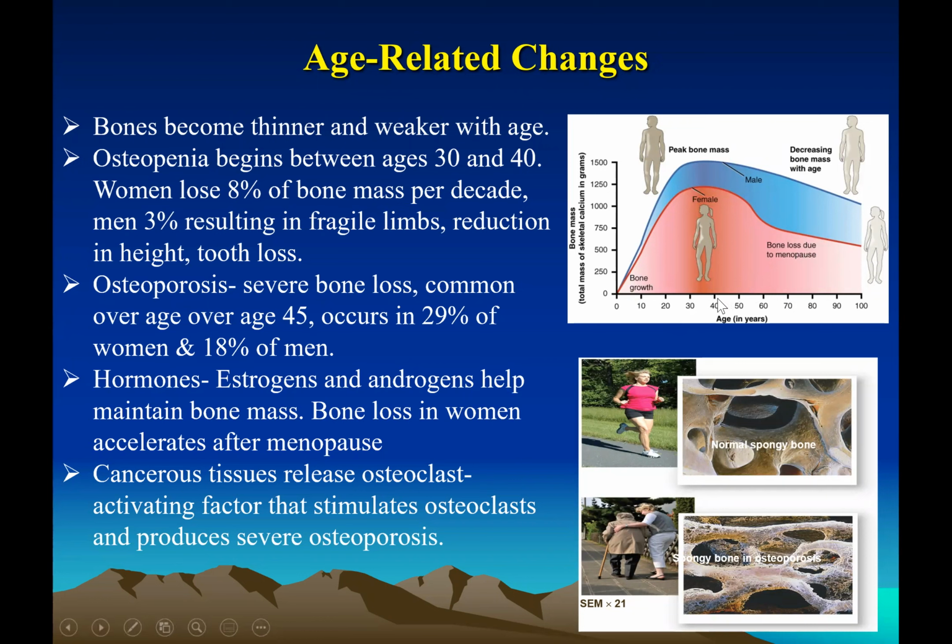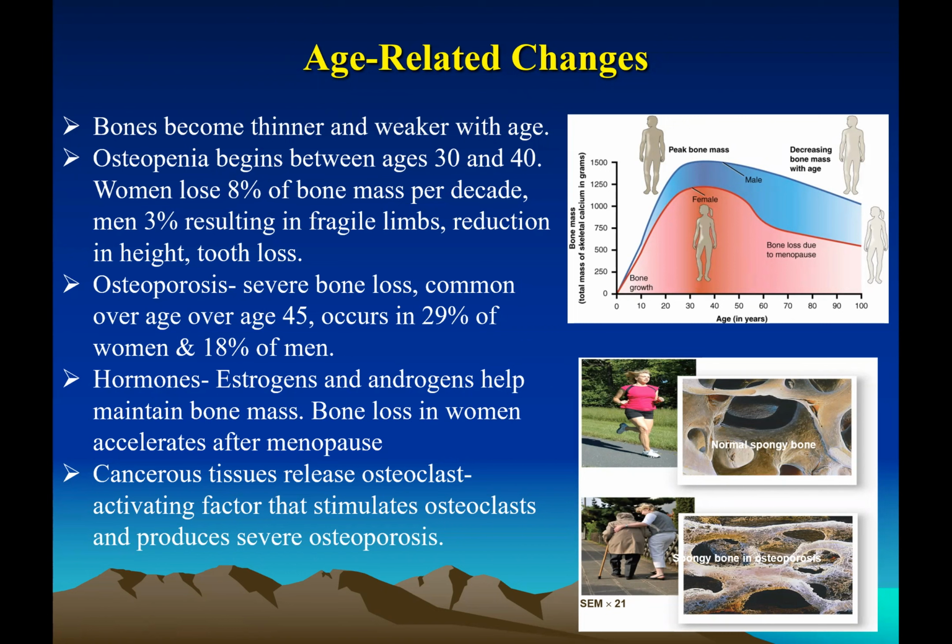Osteopenia will start early on. Women lose 88% of the bone mass in a decade, in like 10 years, whereas it's only 3% in men. Osteoporosis is referring to very severe bone mass loss over the age of 75. And here you can see 29% of women are affected and 18% of men are affected.